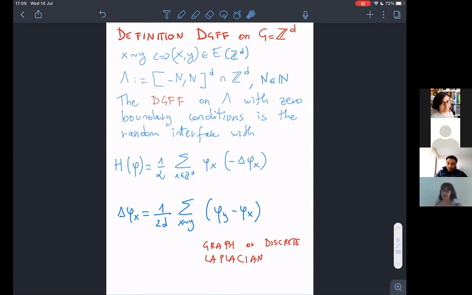And essentially, the Hamiltonian of the DGFF is already telling you what the DGFF does as a configuration. It tries to be harmonic.